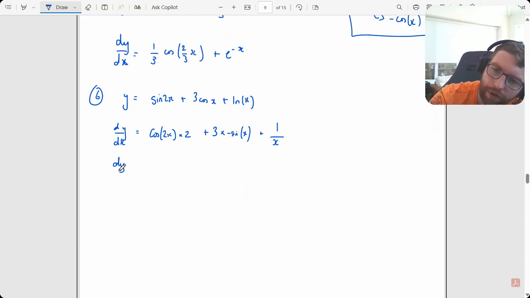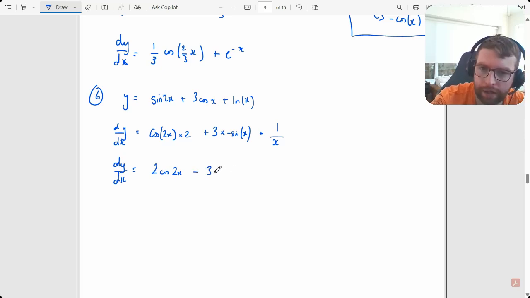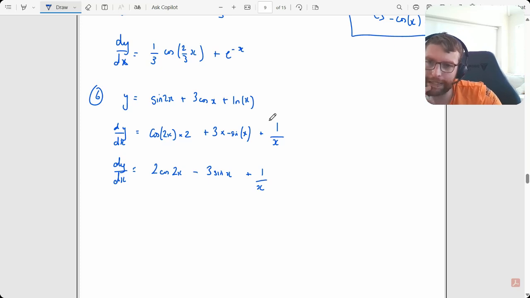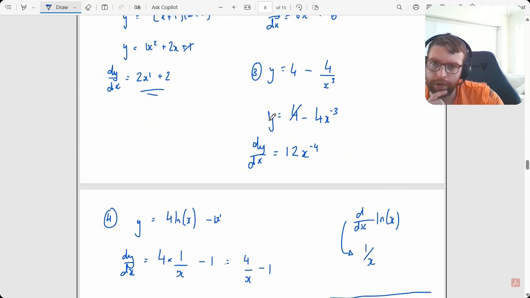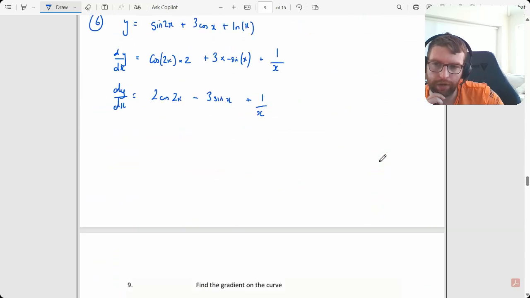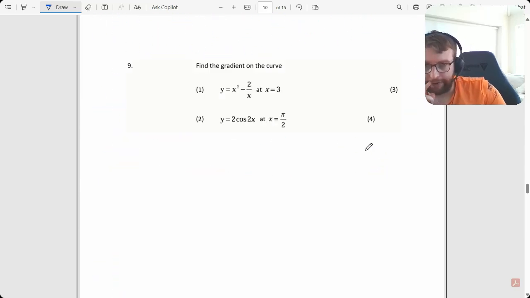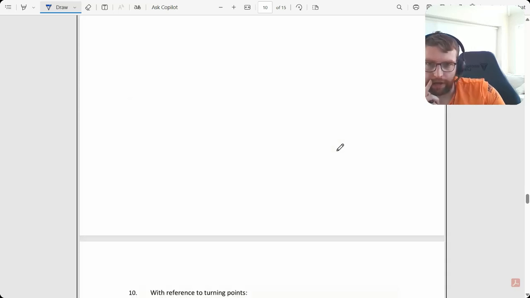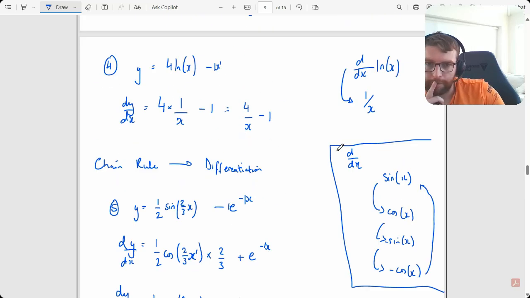So then we're into simplifying. So we've got 2 cos 2x minus 3 sine x plus 1/x. And that is the skill-based differentiation done. And that's a load of marks. So if you can do that, if pass marks are 50%, you can almost forget about the other 2 differentiation questions.